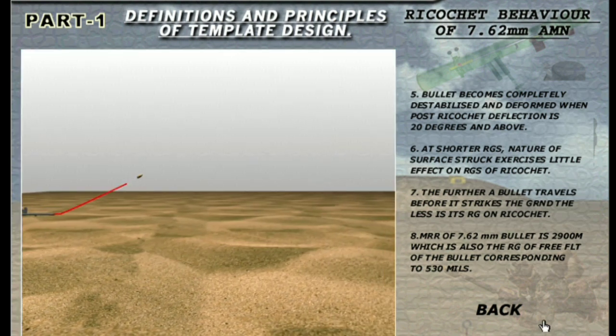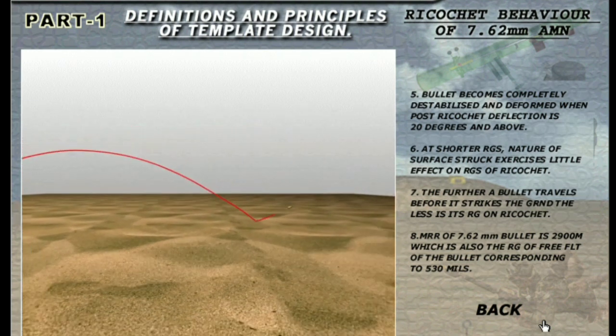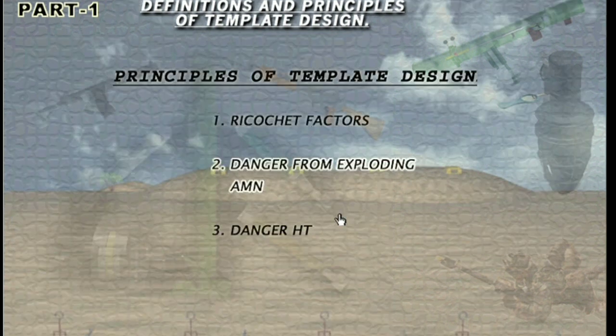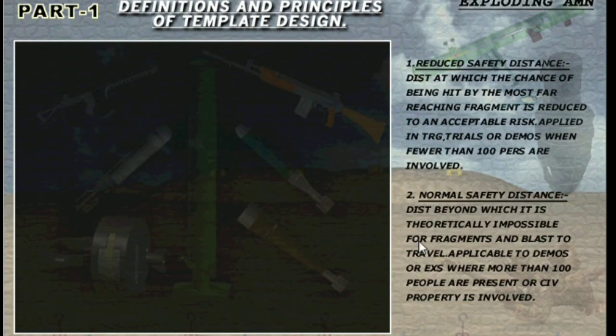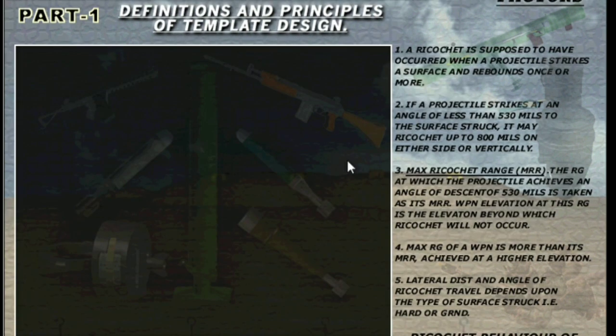MRR or 7.62 mm bullet is 2900 meters, which is also the range of free flight of the bullet corresponding to 530 mils. Danger from exploding ammunition. Ricochet factors.